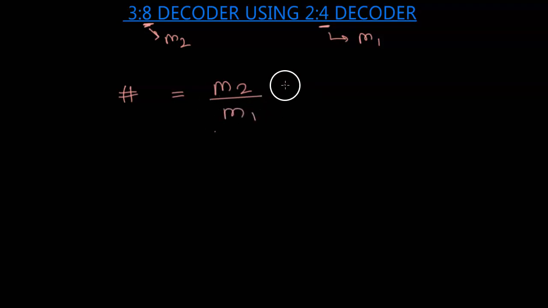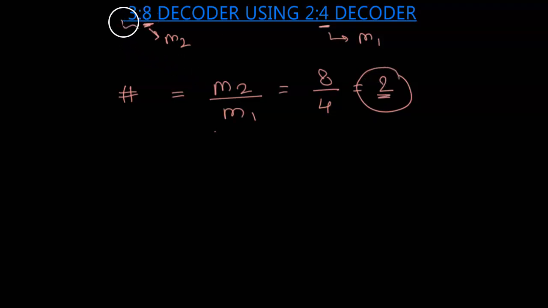Now let us see how to create a 3:8 decoder using a 2:4 decoder. To understand how many 2:4 decoders we need, there is a formula. The higher order that we need to create is called M2, and the lower order that we are using to create the higher order is called M1. The number of decoders that we need is M2 upon M1. That is 8 divided by 4, which is 2. That means we need 2 2:4 decoders to create a 3:8 decoder.